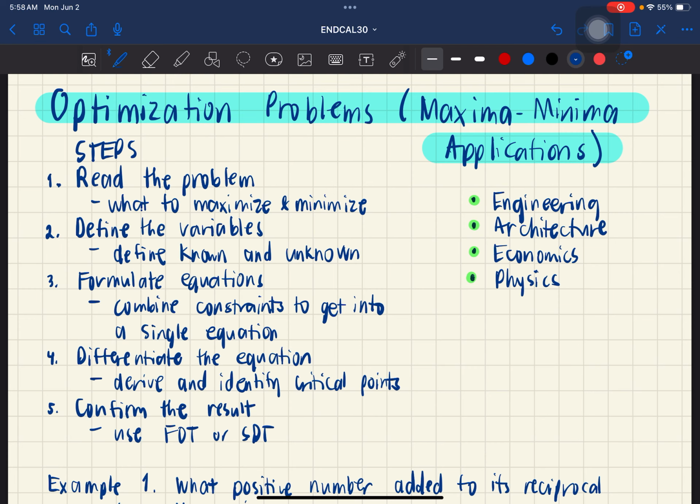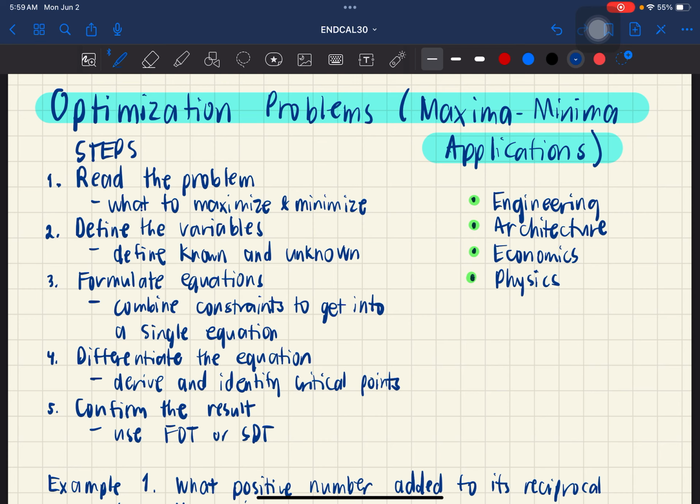In solving optimization problems, you follow the steps. First is very important. We read the problem. We want to know what we would like to minimize or maximize. And then step number 2, we define the variables. So whatever is known or unknown, we list them down. And then step number 3, we formulate the equations. So we come up with constraint equations, and then combine or manipulate these equations to come up with the optimization equation. Usually this single equation combines all of the variables, and then we isolate the variable that will be maximized or minimized, and then we differentiate.